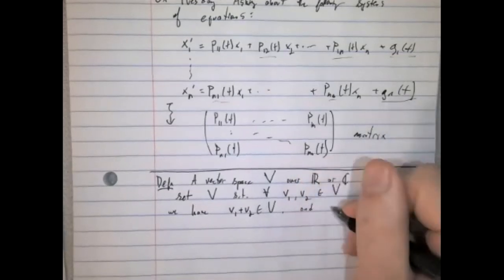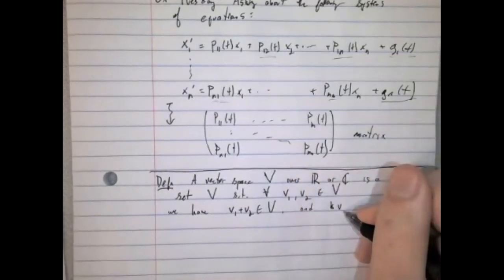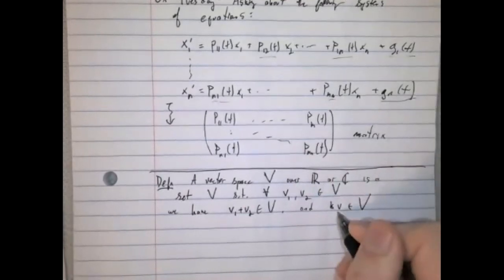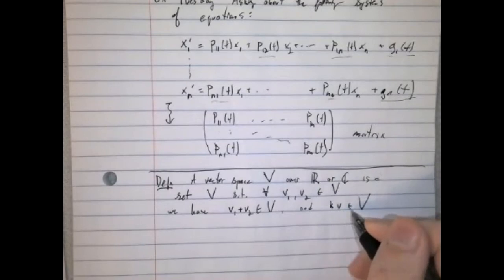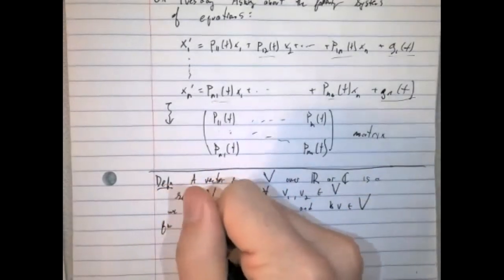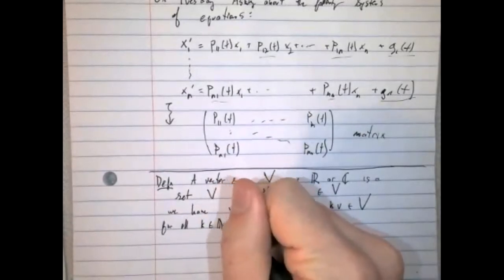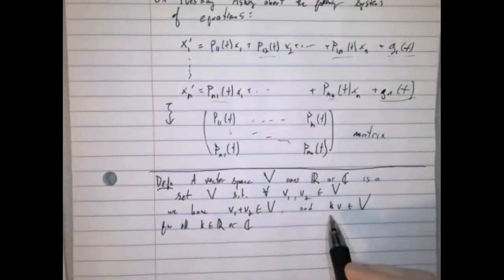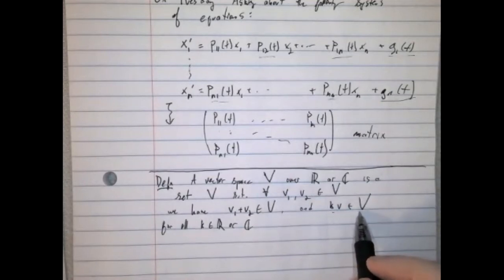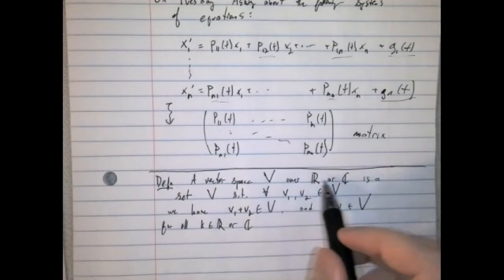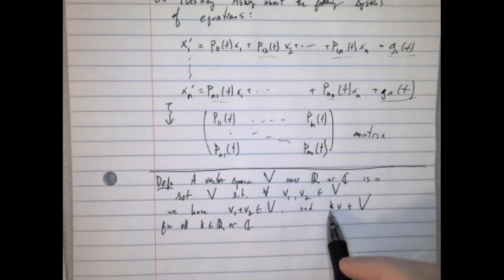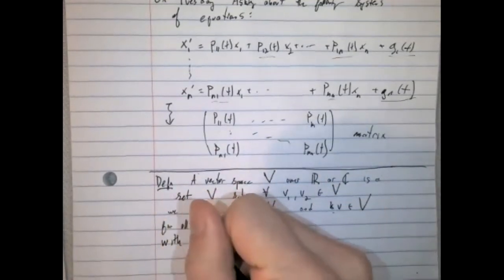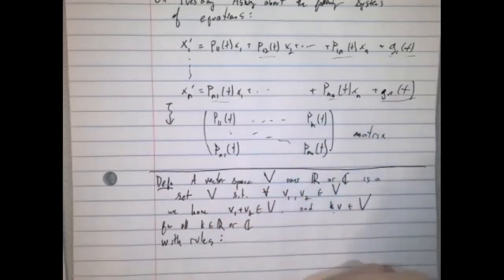And k v is also inside V. Here, this is for any little vector v. I'm saying k v is inside the vector space for all k in R or C. So this is saying that I can scalar multiply my vectors. If I have a vector space over R, then I can multiply a vector by any real number and still have a vector in the vector space. And if it's a vector space over C, I can multiply v by any complex number and still have it land in the vector space, with a bunch of rules. For instance, we have a 0 vector.